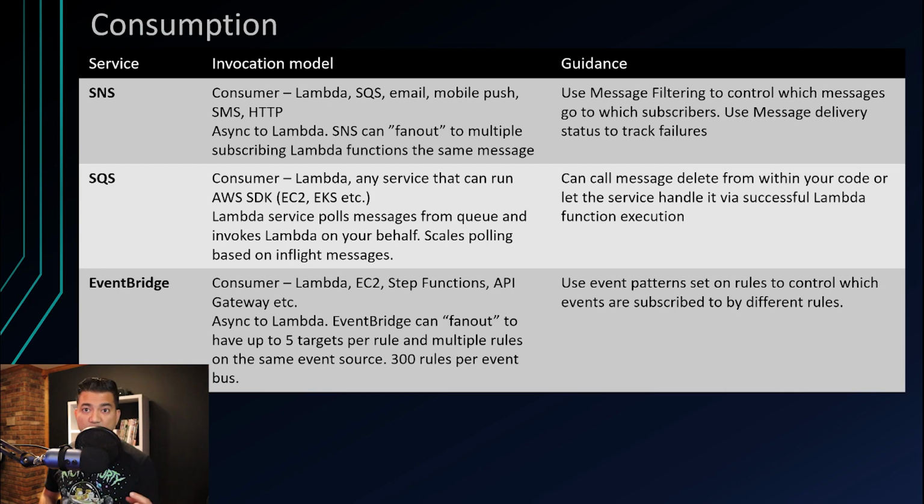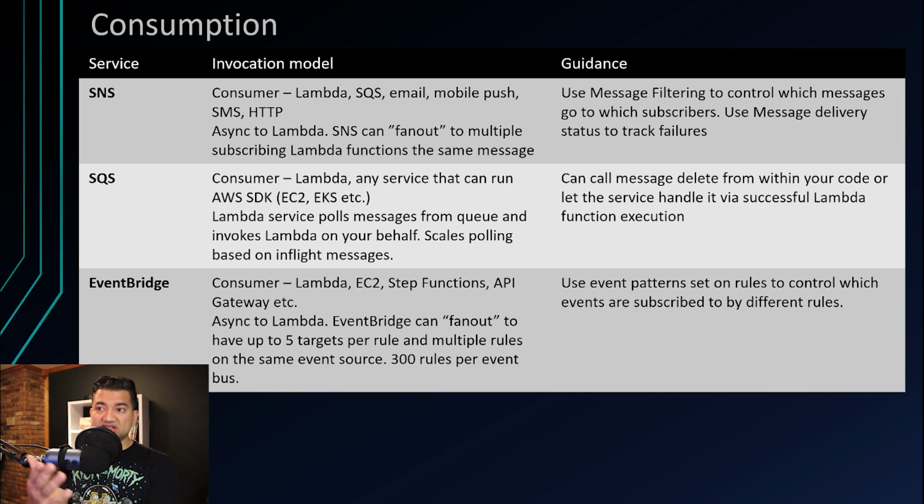Now remember, SQS is a pull model. So Lambda can pull from SQS. It integrates out of the box. Or you can read from SQS using any compute service that runs the AWS SDK, such as EC2, EKS, etc. So you poll the SQS, look if there is any message. If there is, get the message. If there is not, then you wait and you poll again.